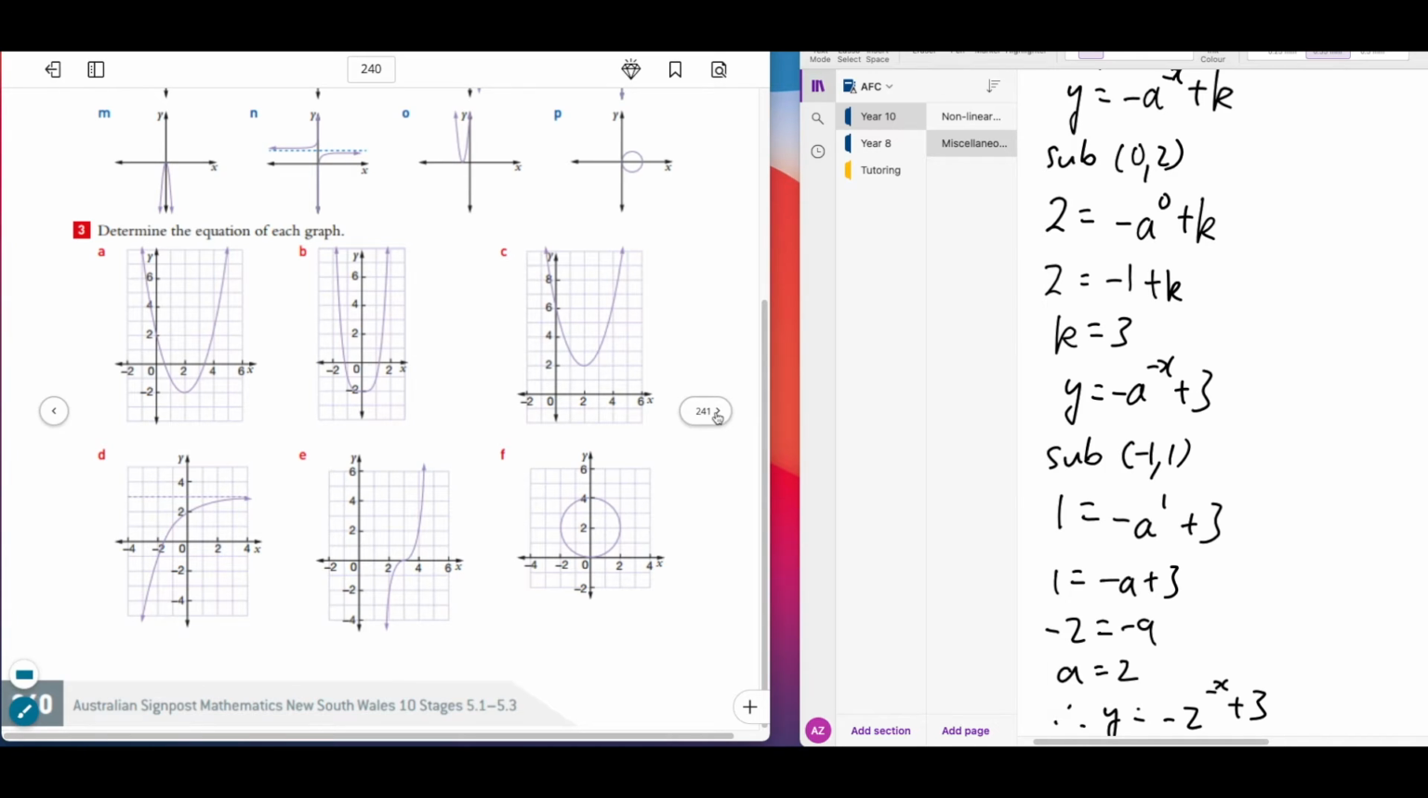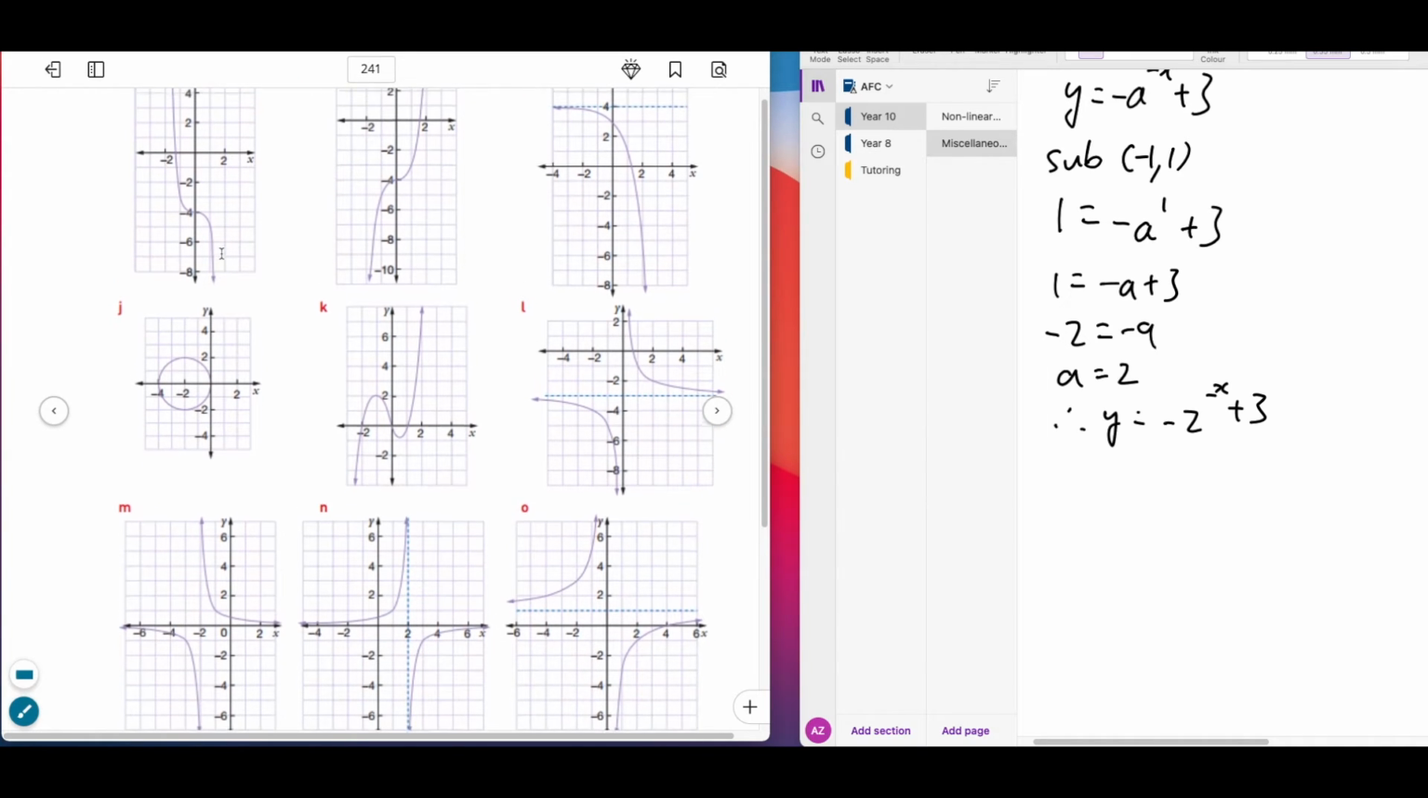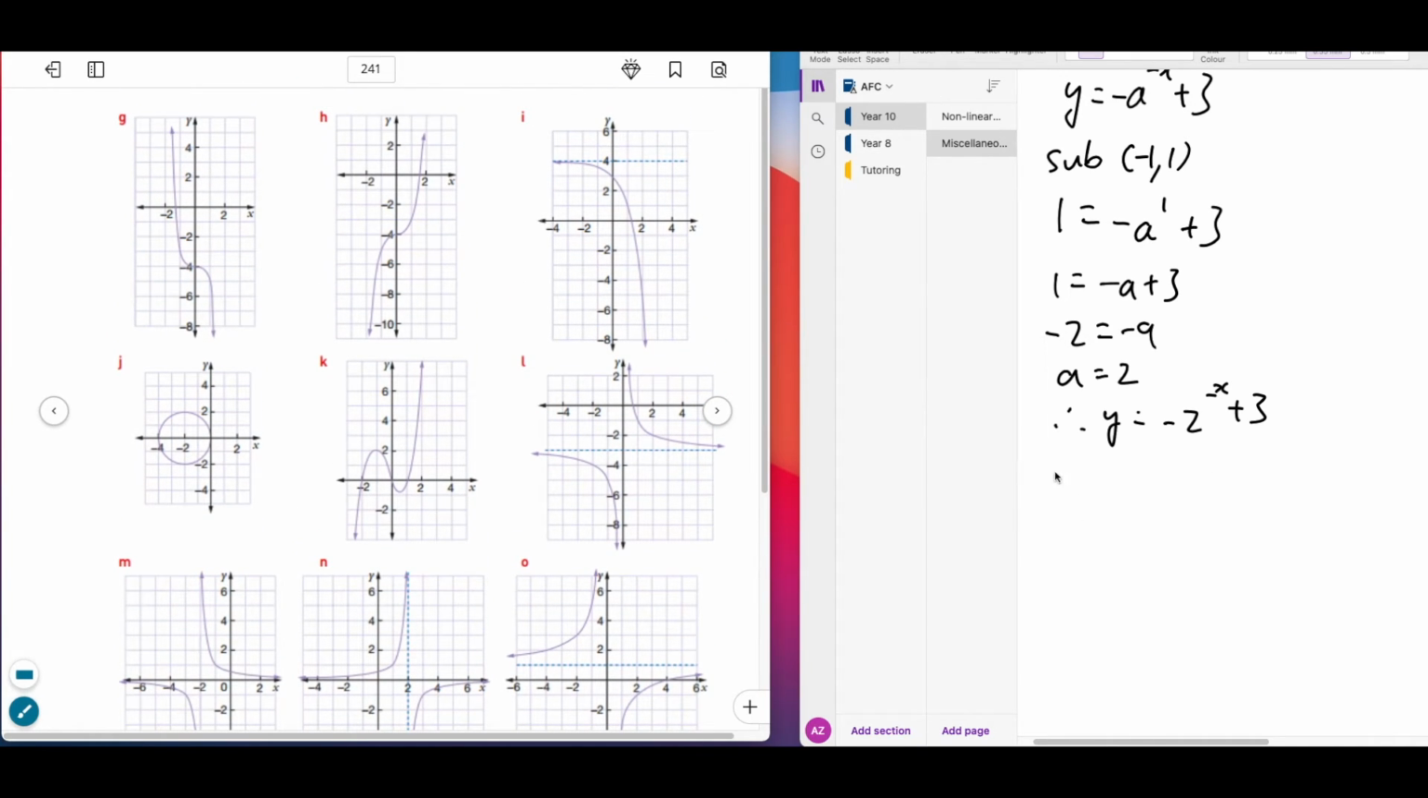Right. Now let's take a look at another question. So let's say g, for example. Okay, so g is a lot easier because there's not that many variables we have to deal with. But we know that this is a cubic curve, right? It's a cubic curve that's turned upside down, because we know that the normal cubic curves will look something like this, right? So this is an upside down cubic curve, and it's also shifted down 4 units. So we can write this as y is equal to minus x cubed minus, say, d, right?